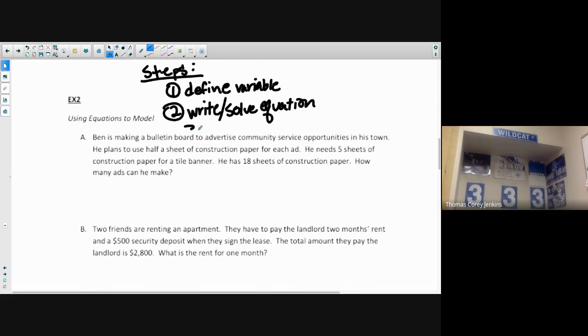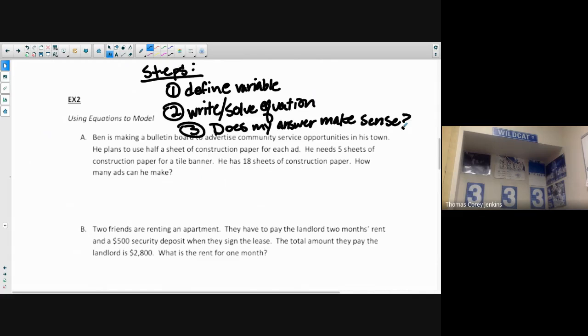And then step 3, here's a big one. People who are good at math always do this without being told. They ask themselves, does my answer make sense? Always important, okay? So let's go ahead and read through this one.